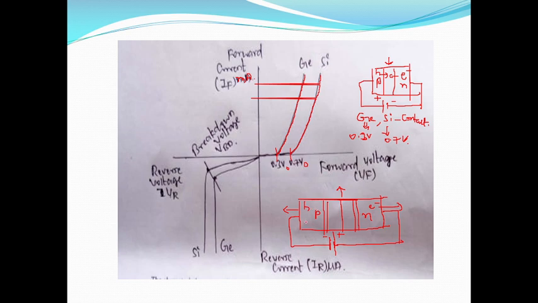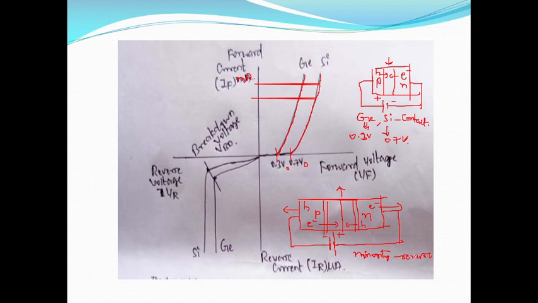But what are the minority charge carriers? In p-type, minority charge carriers are electrons. In n-type, minority charge carriers are holes. So here negative, negative, what happens? They repel, so they move towards the junction. And these holes, positive and positive, repel and they move towards the junction. This means there is a small current due to minority charge carriers. There is no current due to majority carriers. In reverse bias there is a small current due to minority charge carriers.